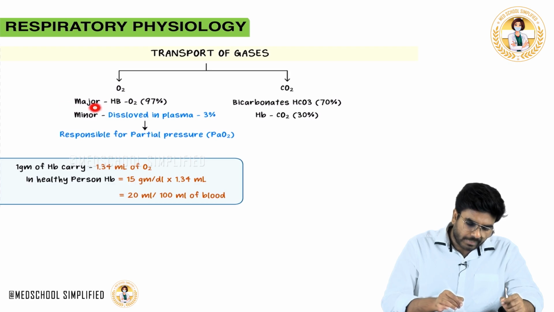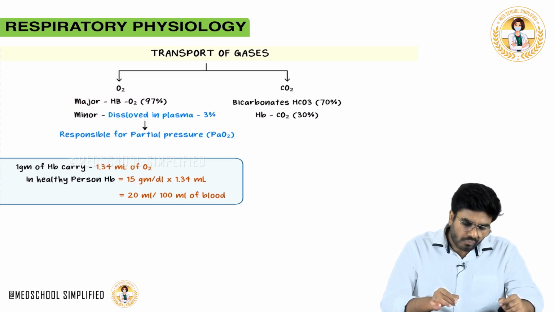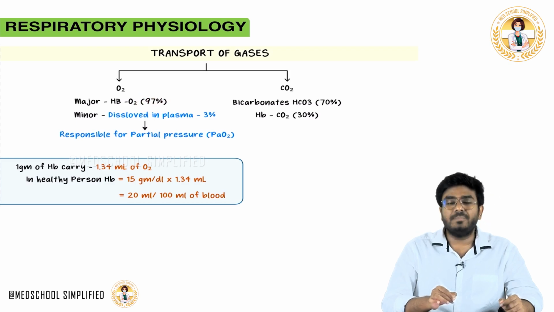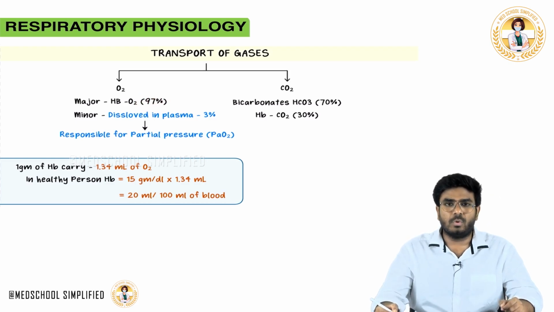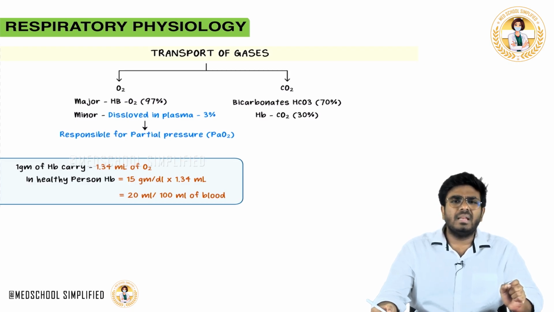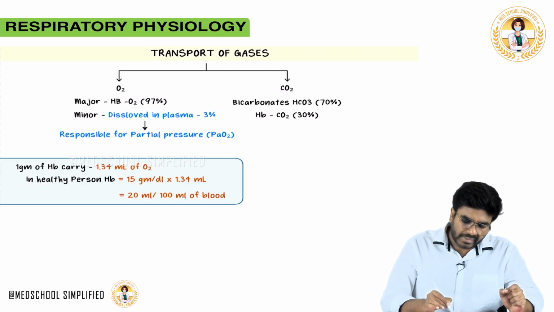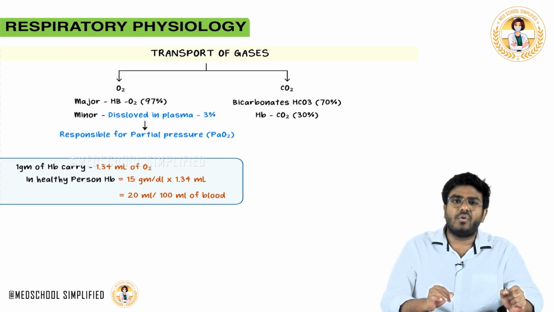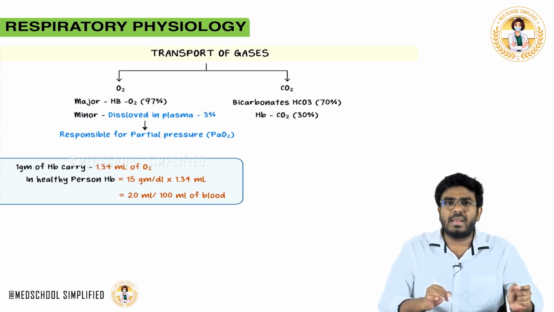The major transport of oxygen is in the form of oxyhemoglobin. Most of the oxygen, 97% of the oxygen, is going to bind with the hemoglobin, and that will be delivered to the tissues. So the majority of oxygen is transported in the form of oxyhemoglobin, but a minor percentage, only 3%, is dissolved in the plasma.